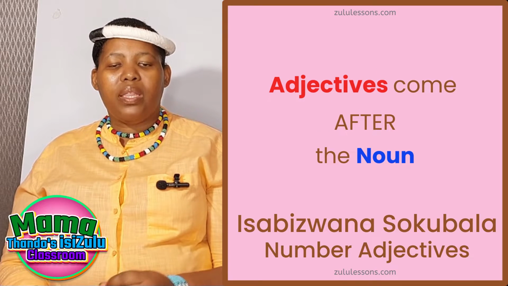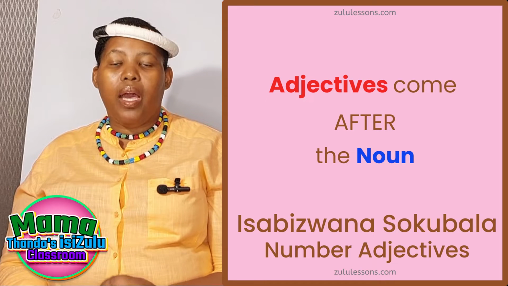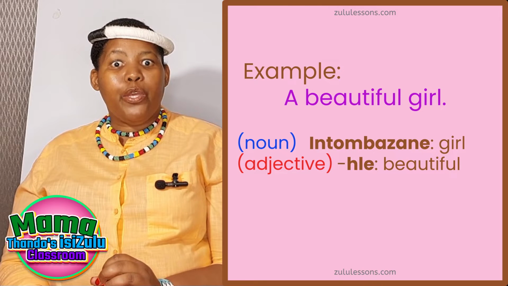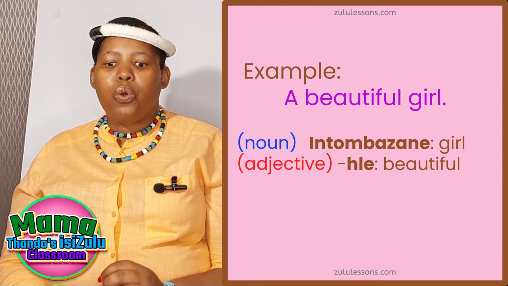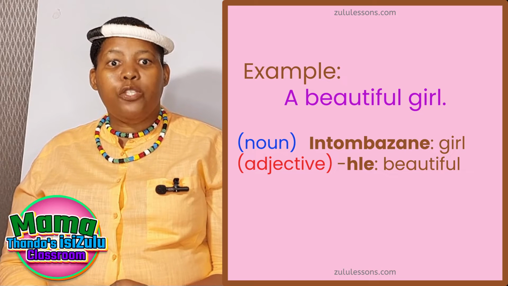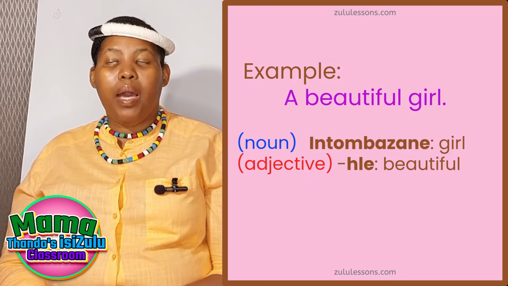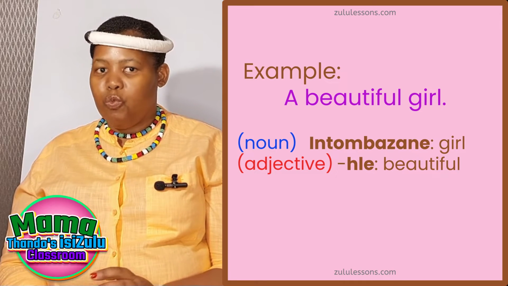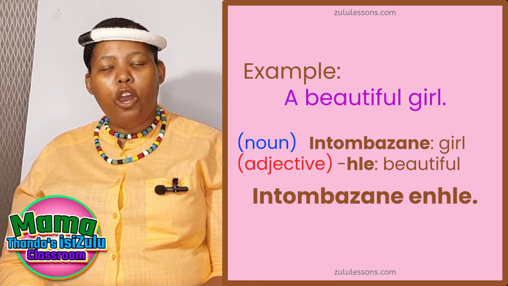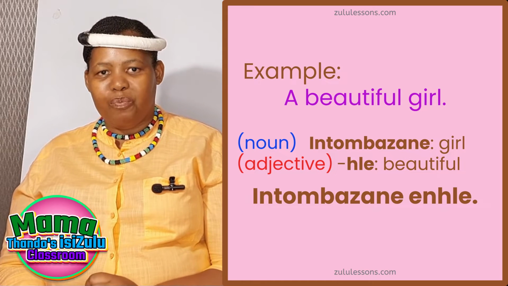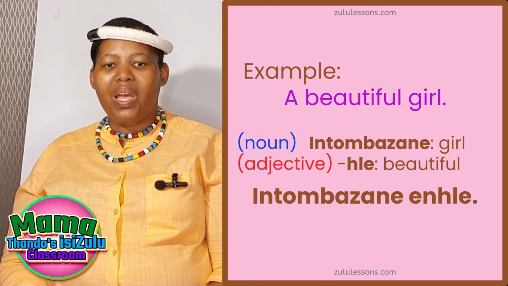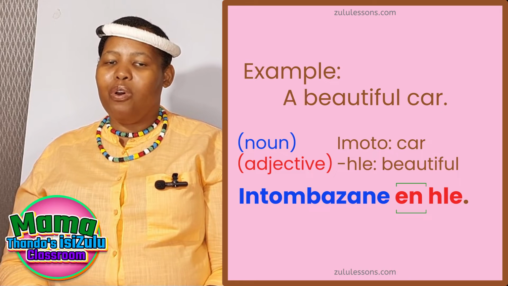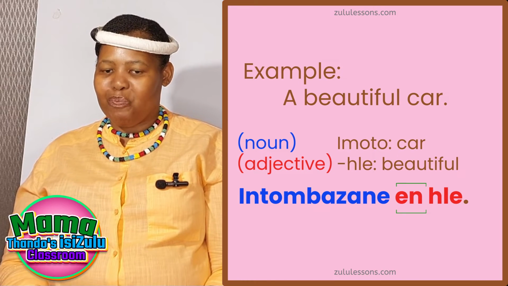In isiZulu, the adjective always comes after the noun. For example, to say a beautiful girl, the word girl, intombazane, will come first, followed by the adjective hle, which is beautiful. Intombazane enhle is what you then get. Yes, we will talk about those first 2 letters before the adjective itself, hle.